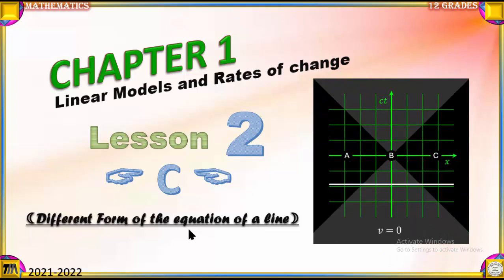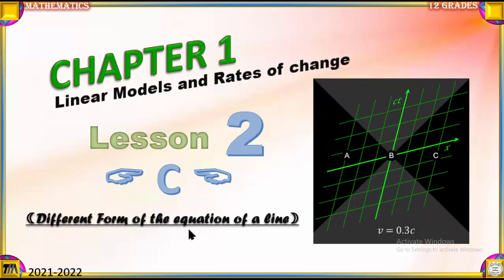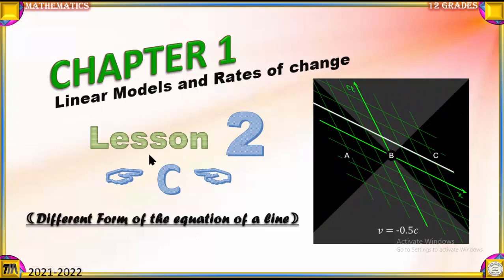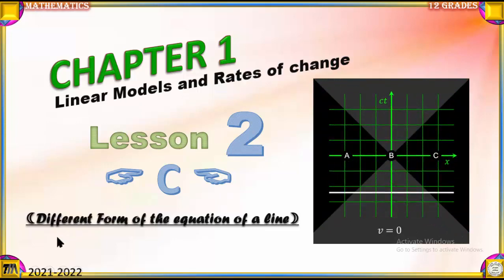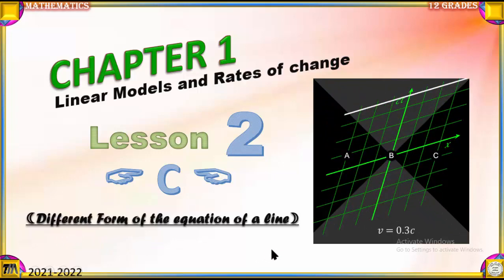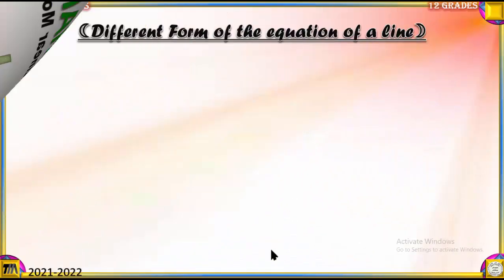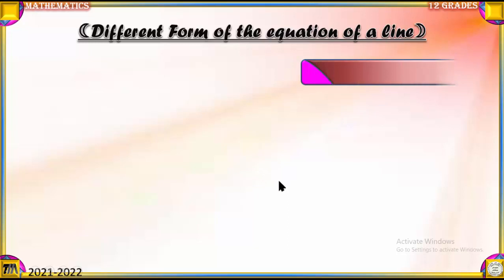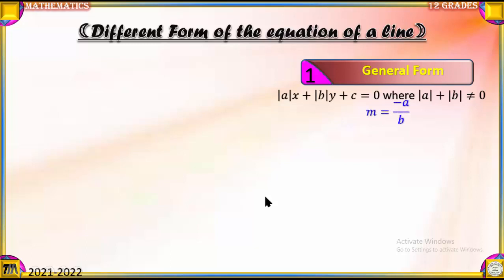In this video I will explain chapter 1, linear models and rates of change. Lesson 2, part C, different forms of the equation of a line. We have 6 forms for the equation of a line.